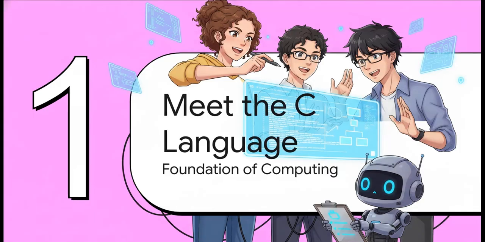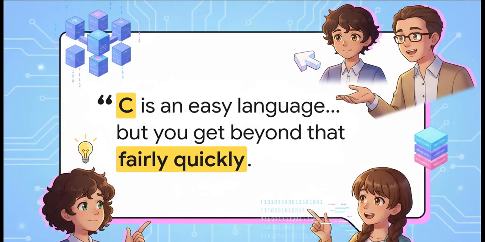Okay, Section 1. Meet the C language, the foundation of computing. At its absolute most basic level, computer programming is simply using a language like C to create a list of instructions for a computer to follow. That's really it. You are basically just writing out a to-do list for a machine.